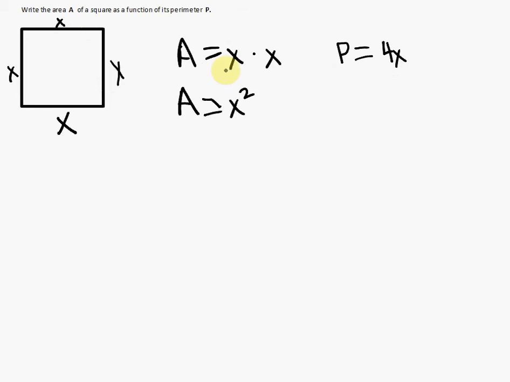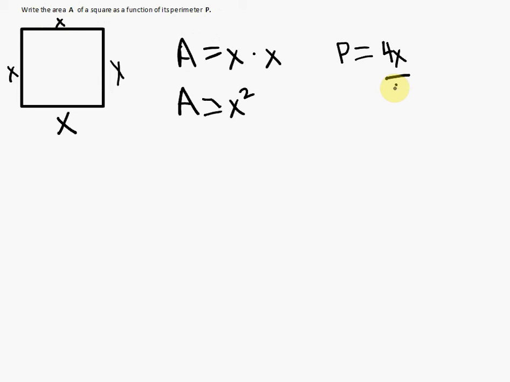So now we finally get to the question here. Write the area of a square as a function of its perimeter. So what that means is, describe to me the area in terms of its perimeter. So what we have to do here is deal with this equation and talk about what x equals in terms of perimeter. So we will just apply some basic algebra.